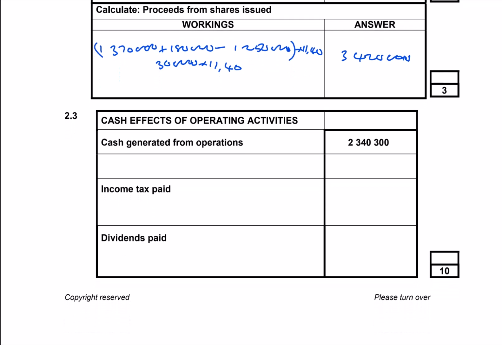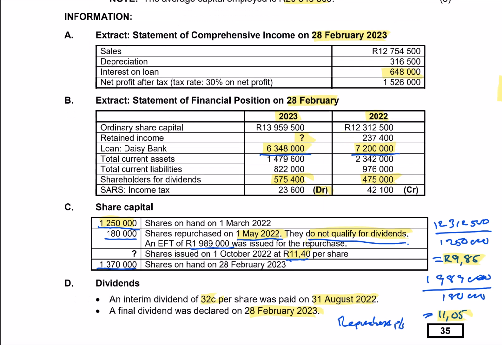Then cash effects of operating activities. Cash generated from operations. Cash generated from operations is a note that is common, which has a lot of marks. Maybe I'll try to find one of those tomorrow. So you're given cash generated from operations. Then the next thing that comes is interest paid. Interest paid we're given as 648,000.